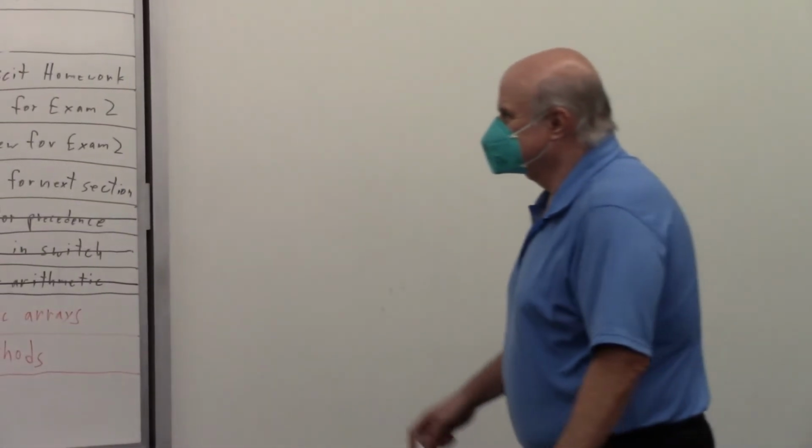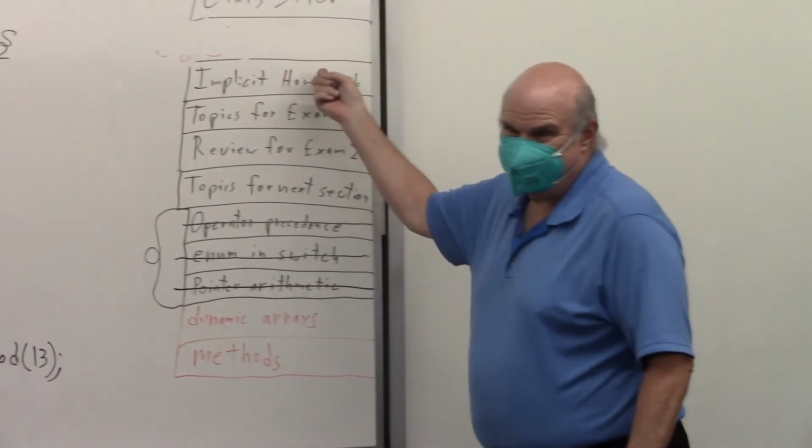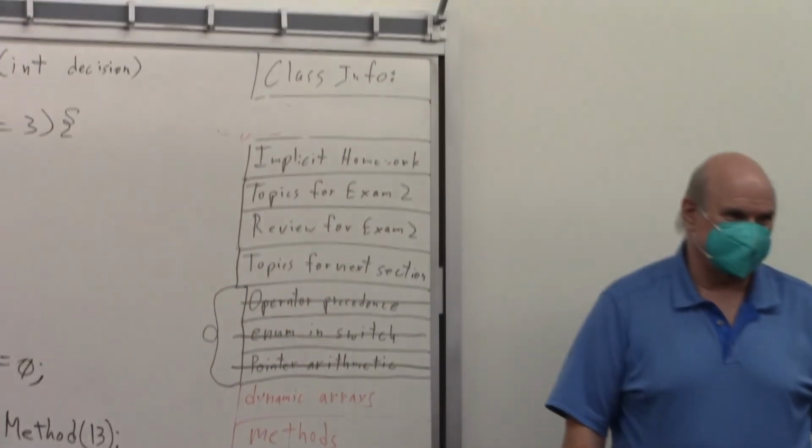Implicit homework. Go read about methods and functions and parameters and write programs using them. In fact, you have a lab or a program that requires you to do so. It's either coming up or the next week or two.